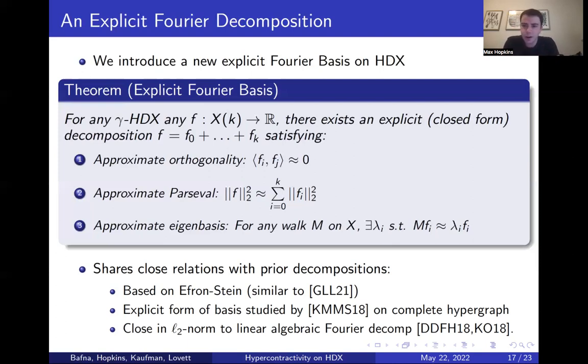I'll note that there are actually a number of known Fourier decompositions on HDX before, but they're linear algebraic in nature and inherently only work well with analyzing L2 structure. When you want to understand small set expansion and hypercontractivity, we need access to higher norms. This is why this explicit Efron-Stein style decomposition ends up being much more helpful. It's worth noting that if all you care about is L2 structure, all of these Fourier bases, including this one, are essentially the same. Up to some O of gamma term, these bases are all very close in L2.